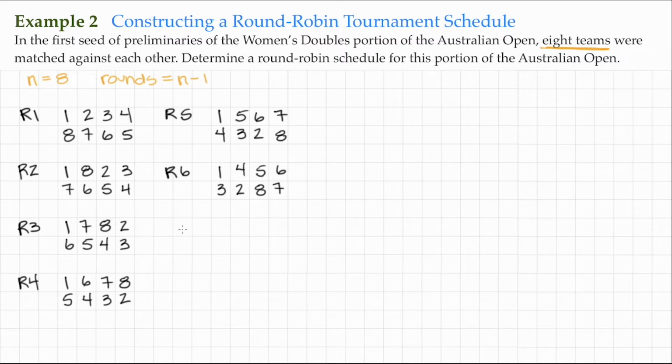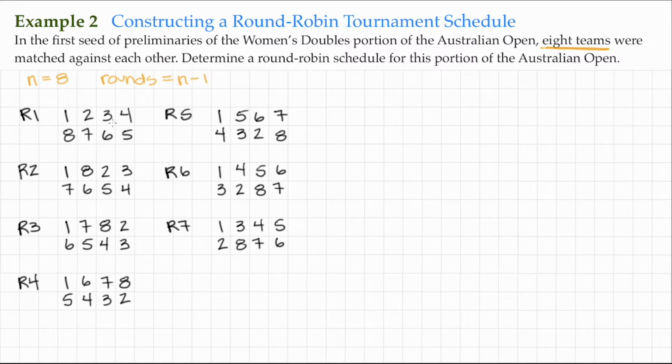And then round 7 is going to be our final round. Our anchor team, 3, 4, 5, 6, 7, 8, and 2. If you look closely, if we did another round, we're right back to where we started up here. So that's why we only have 7 rounds.